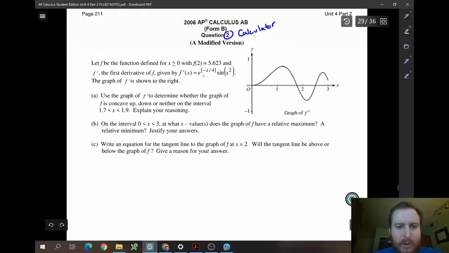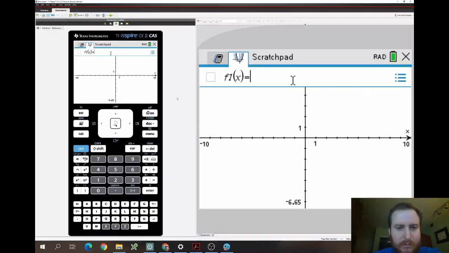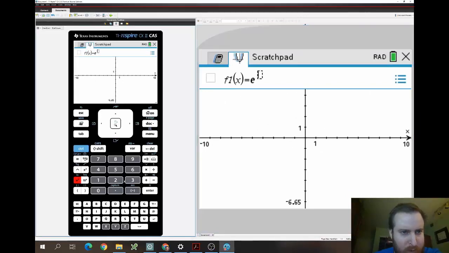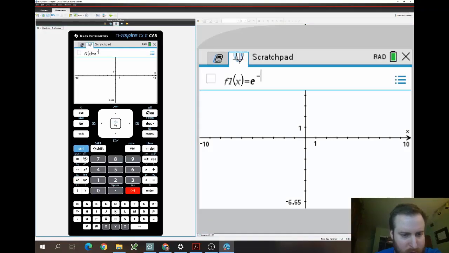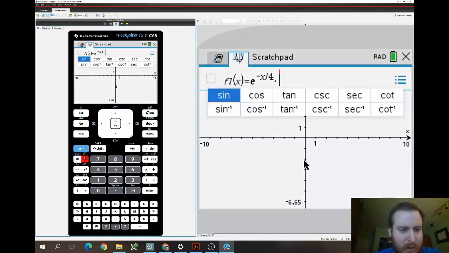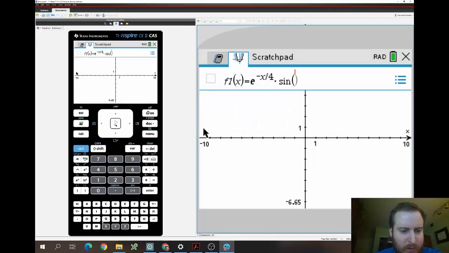But remember, this is f prime. So we're going to type in this graph: e to the negative x over 4, times sine of x squared. We'll type that in. So e to the power of negative x divided by 4. And then you need to make sure you click the right arrow to bring yourself out of the exponent. If you don't click this right arrow, you won't come out of that exponent. And then I'm going to use times and trig sine of x squared. Okay, so we can graph this.